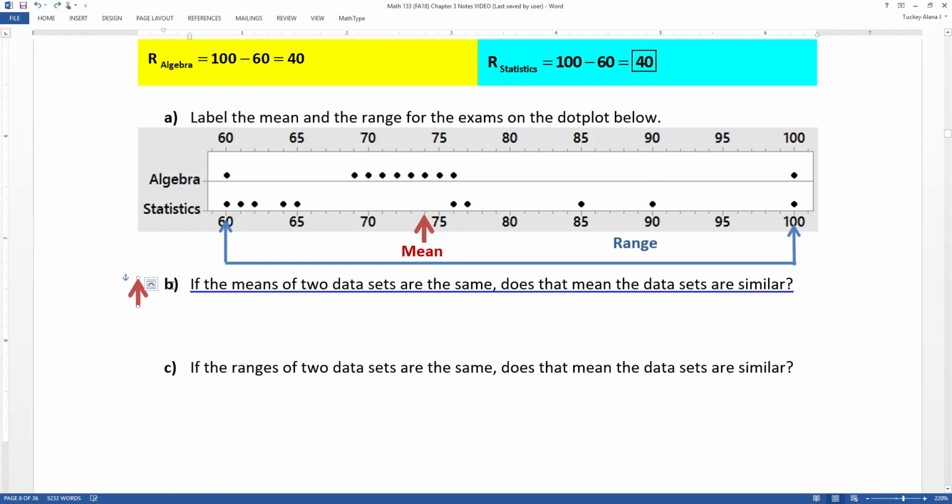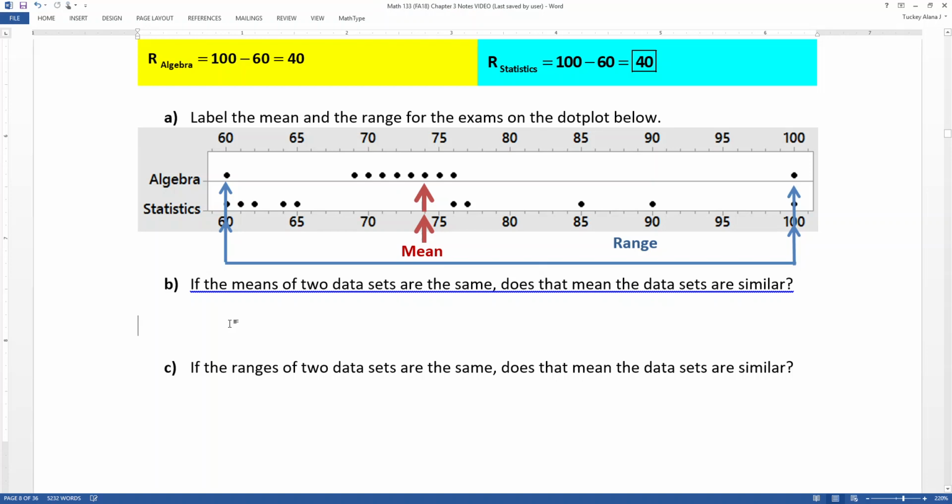The mean is in the same spot for both the algebra exams and the stats exams. Similarly, it's also the same lowest value and the same highest value, the min and the max, for both the algebra and the stats exam. It's like I planned it that way, perhaps on purpose, huh? Because I want to get at these next questions.